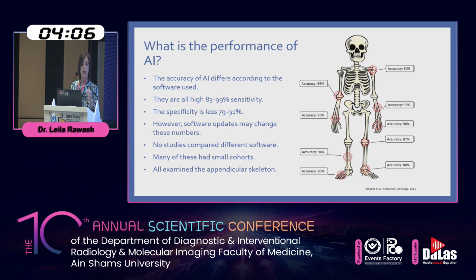Okay. How is the performance of AI? It's because there are different softwares. There are 4 different softwares, with different accuracy. They are all around 80 to 90 in sensitivity and a bit higher in specificity, okay? But AI is improving day by day. So these numbers are not static, they improve. With more learning of the AI and more software updates, these become better and better.